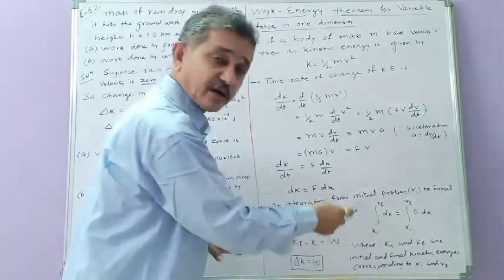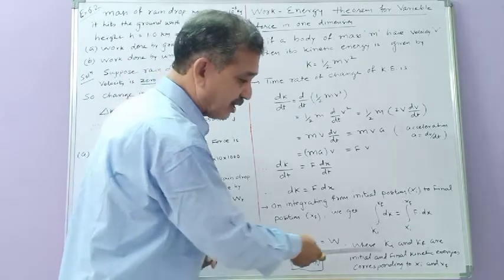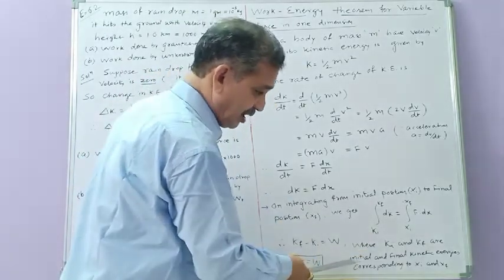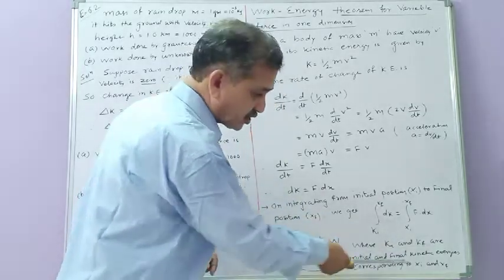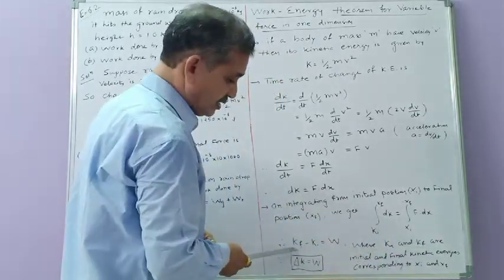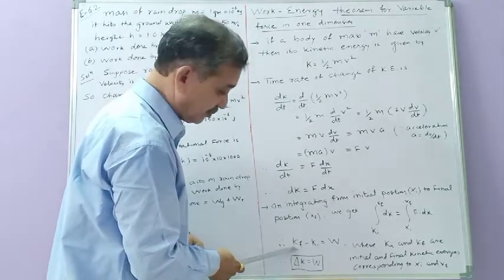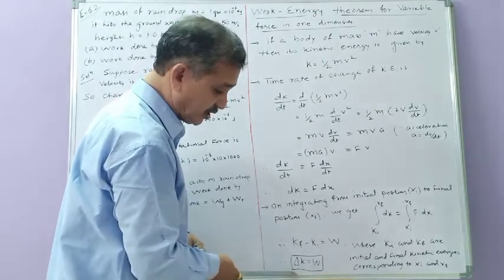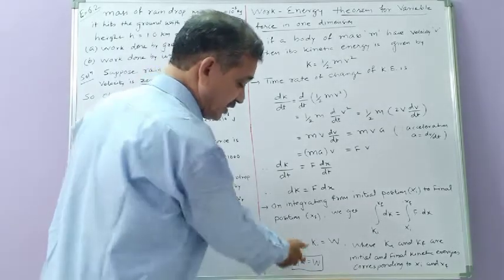and we know this is the formula of work done in one dimension. Therefore Kf minus Ki equal to W, where Ki and Kf are the initial and final kinetic energies corresponding to xi and xf. So Kf minus Ki is the change in kinetic energy from the initial position to the final, denoted by the symbol delta K, and delta K equal to W. So this is the equation of the work energy theorem.